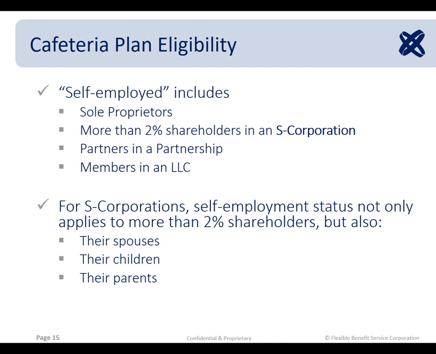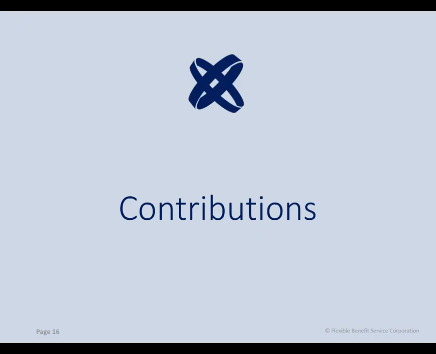For S-Corps, it gets a little more tricky. It's not just the shareholders that cannot participate, but also their family members who work for the company. This rule applies to parents, children, and spouses of any more than 2% shareholder. Moving on to contributions.